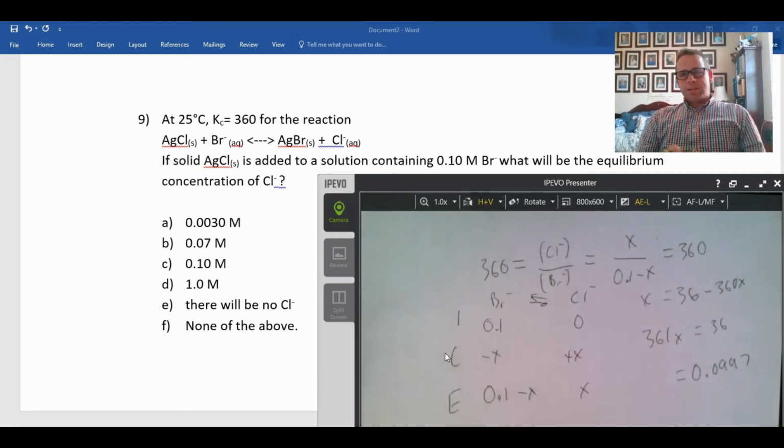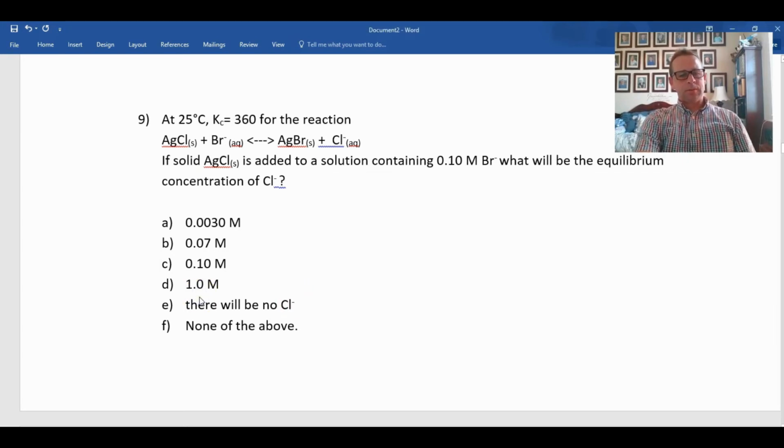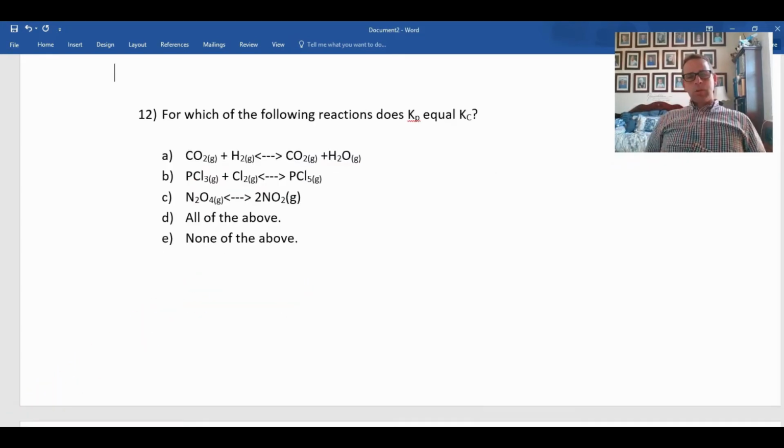So the answer there is C. All right. Next one. Okay, try to take a look at this one here. For which of the reactions is Kp equal to Kc? Take a shot at it yourself. You're going to probably have to look up a formula.